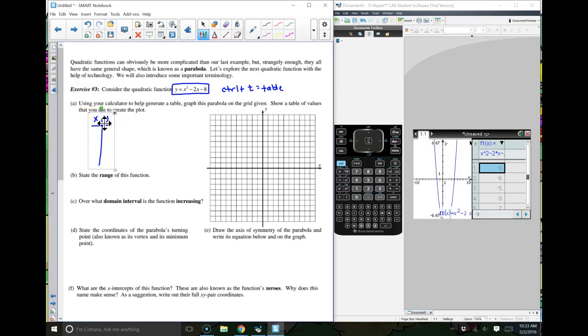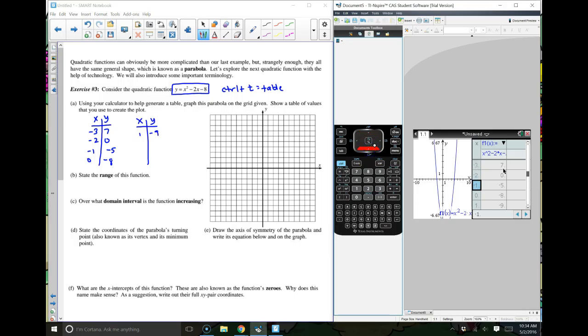Now, a good rule of thumb is you see my grid right here. I've got negatives and positives in my grid. So I don't want to just do 1, 2, 3, 4, 5. I'm going to have to scroll up in my table and get some negative values. So I'm going to start at this negative 3, 7. So I have negative 3, 7, negative 2, 0, negative 1, negative 5, 0, negative 8. I'm running out of space, so I'm going to continue it over here. 1, negative 9. Let's go down a bit. 2, negative 8, and 3, negative 5.